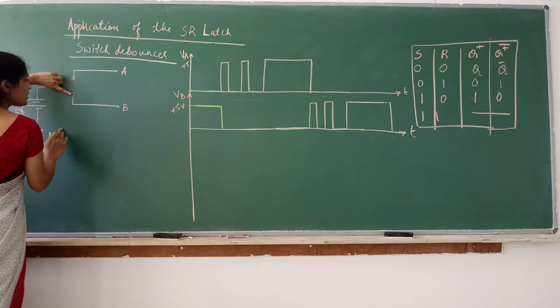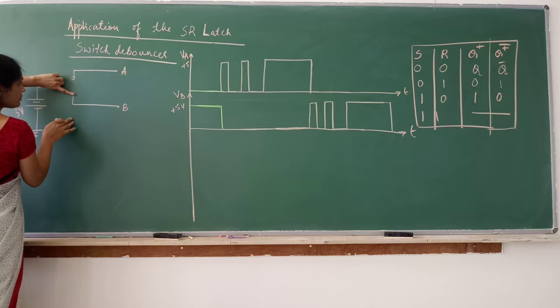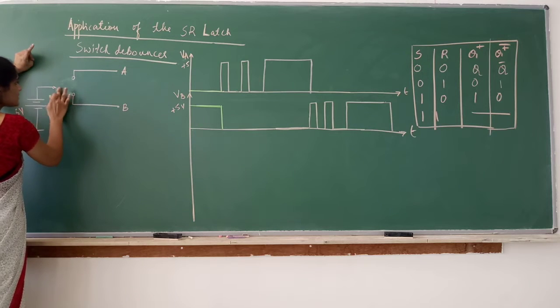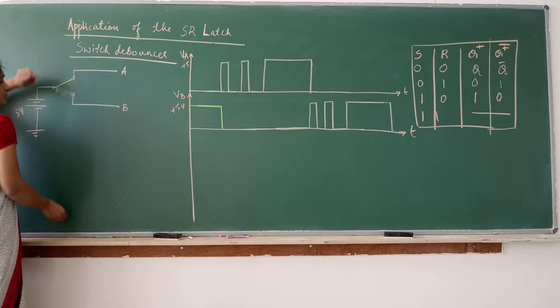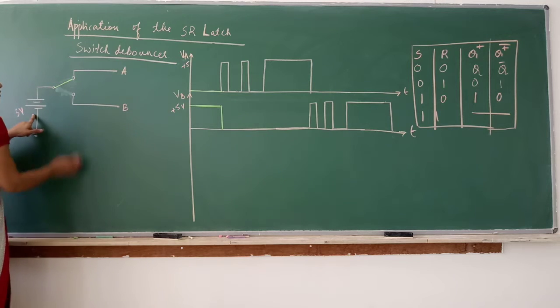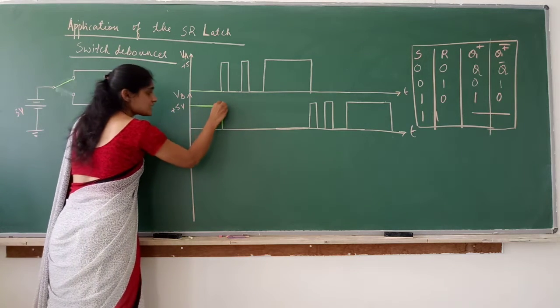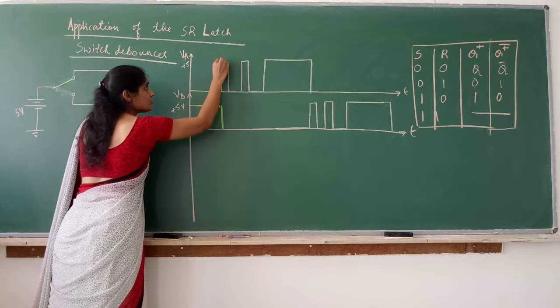Now if I move the contact from the lower position, that is from B to A, B is at 0, whereas A is at 5 volts. So B is at 0. Now A will become 5 volts.